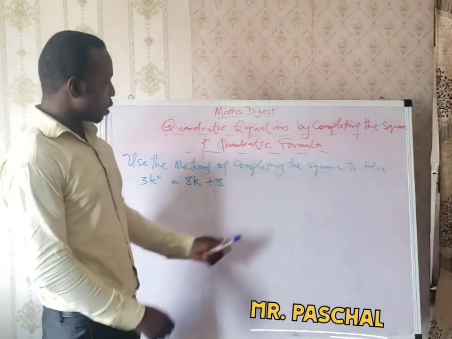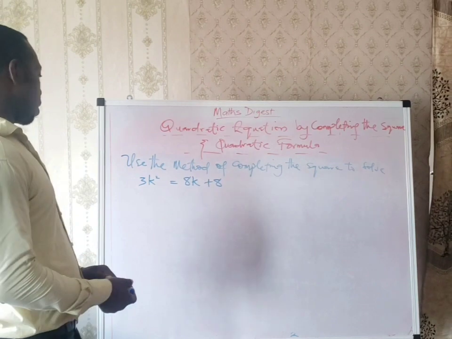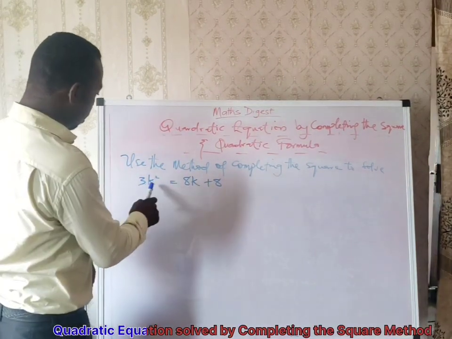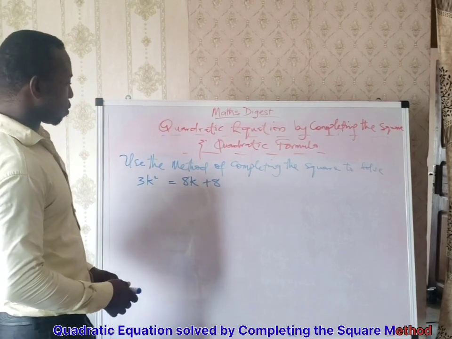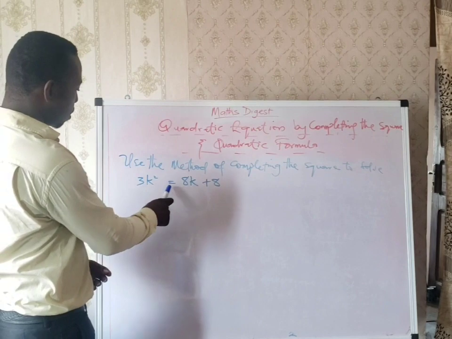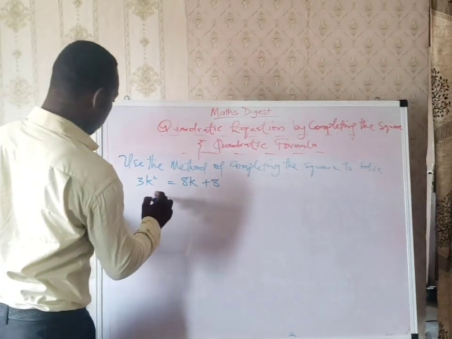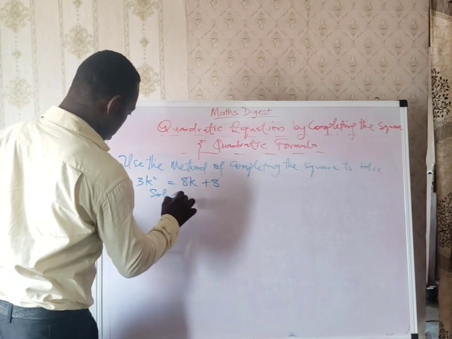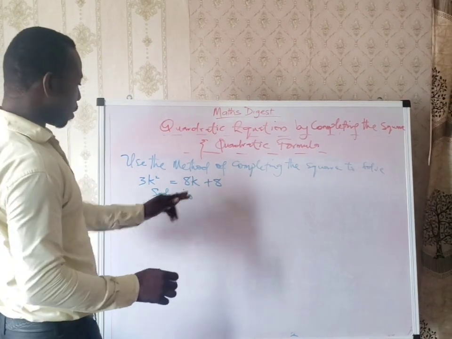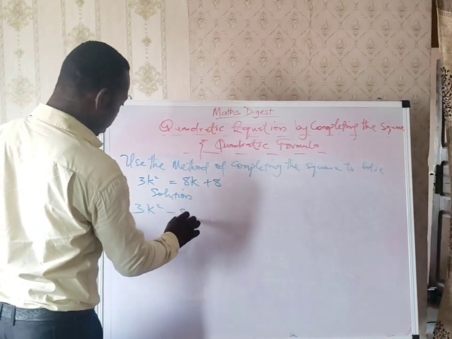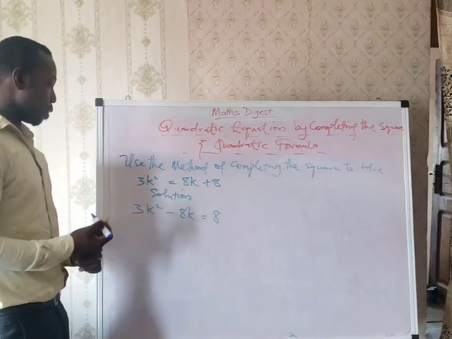Use the method of completing the square to solve this. Okay. When you look at it, it says 3k squared equal to 8k plus 8. So let it not confuse you about how this expression comes. You can simply say, solution: 3k squared, you bring this inside, becomes minus 8k equal to 8. Okay, it's still the same thing.